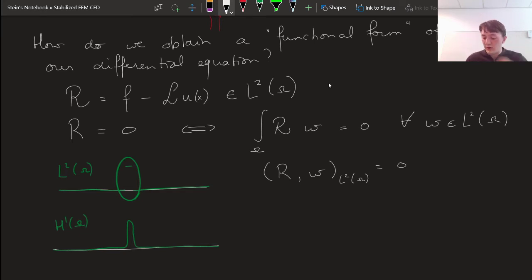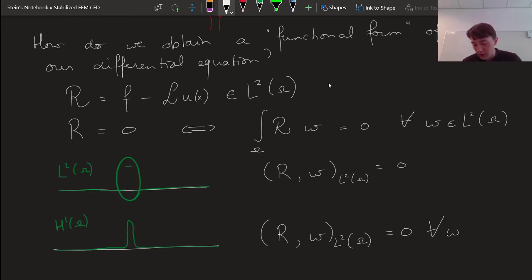I'll start using these inner product notations now, because in the end you have to write this so often that writing the integration symbol is going to be a bit tedious. So we're going to change this notation a little bit. We're going to say that the residual weighted by W in the L2 inner product sense is going to be equal to 0 for all W, but now not in L2, but rather in H1. And that's still going to be an equivalent statement.